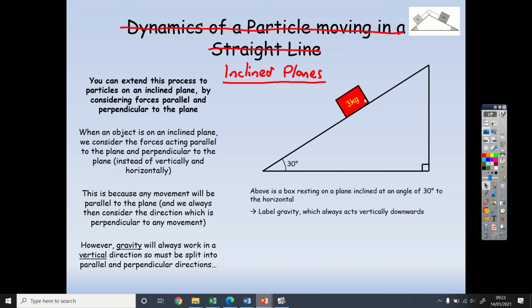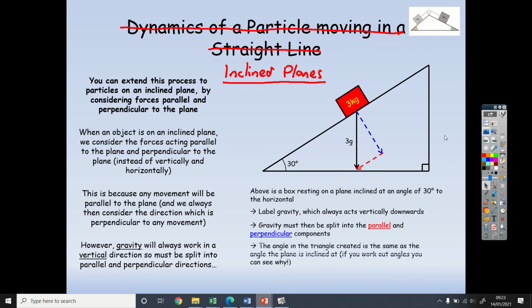So if our block has a mass of 3 kilograms, then its weight will be 3g, and that's gravity, so it acts vertically downwards. Then, because that's not in the directions that I just spoke about, we need to split this off into its components. So here's the one perpendicular to the plane in blue, and there it is parallel to the plane in red. Now, we said that the angle that the plane is inclined at, so 30 degrees, is going to end up at the top of this right-angled triangle, and you can think about why that is, and maybe give yourself an argument. Spoilers, there you go.